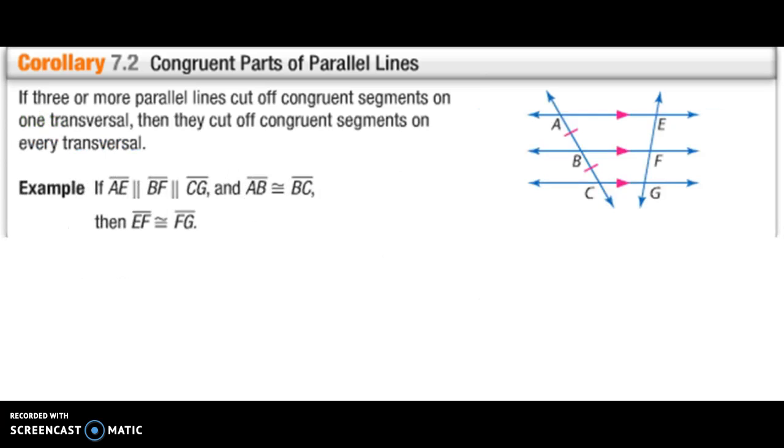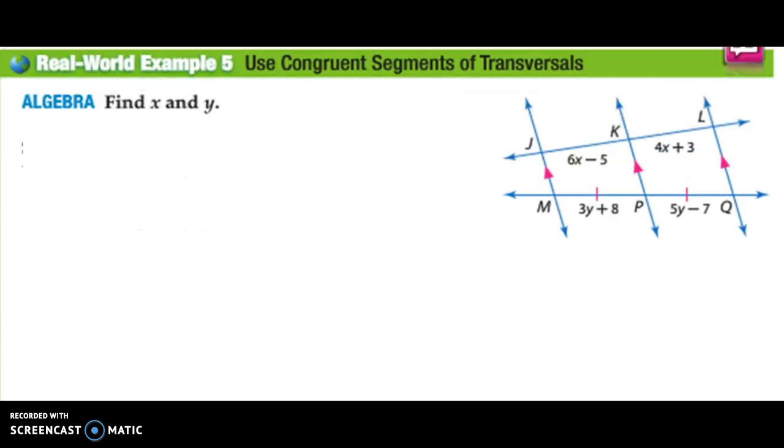Now, congruent parts of parallel lines. It says if we have 3 or more parallel lines that cut off congruent segments on one transversal, then they cut off congruent segments on the other. So essentially it's saying I have these 3 parallel lines. Now, if I know that AB and BC are equal to each other, then I can say that EF and FG are also going to be congruent to each other as well. So let's use this information to find our missing values of x and y.